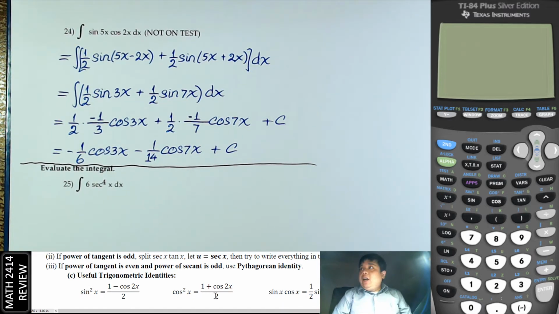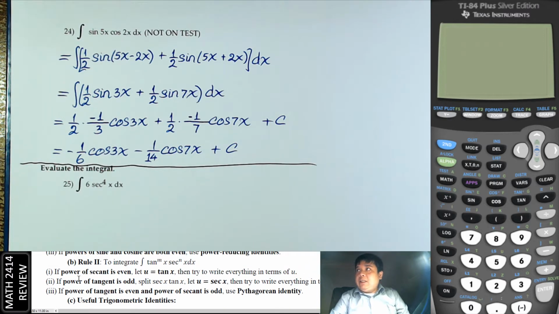Right, so that is the integral involves sine and cosine. Now the integral will involve secant and tangent. So the rule is if the power of secant is even, then u is tangent. If the power of tangent is odd, then u is equal to secant. And in other cases, we have to use Pythagorean identity, and there might be some trickery to go with that.